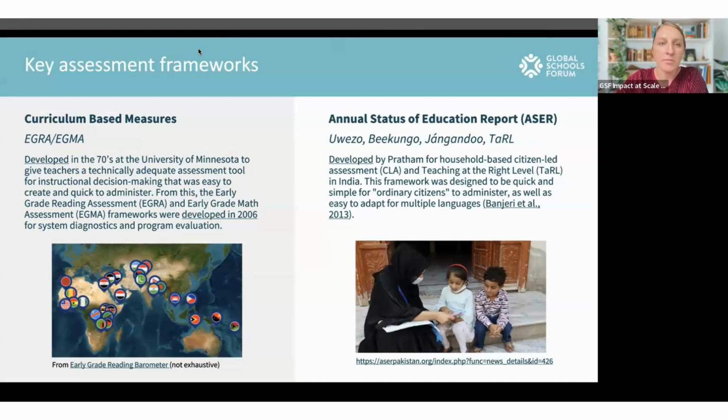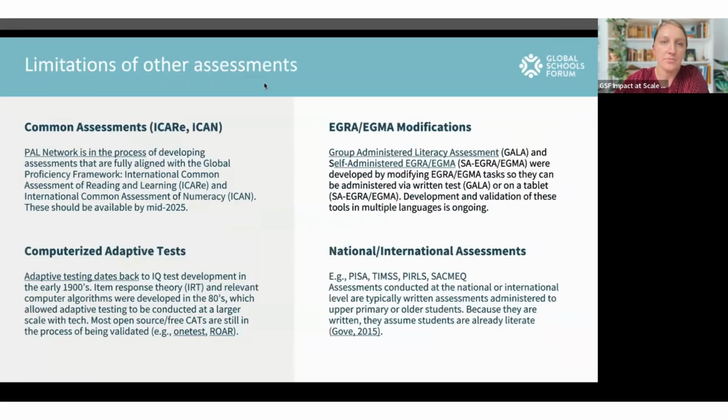It goes by many different names in different countries, but was first developed by Pratham for two purposes. One, to put students into groups for their TaRL programming, and two, to do citizen-led assessments. The idea here was to create an assessment framework that was easy enough for ordinary citizens to administer, as well as something that could be easily adapted for multiple languages.